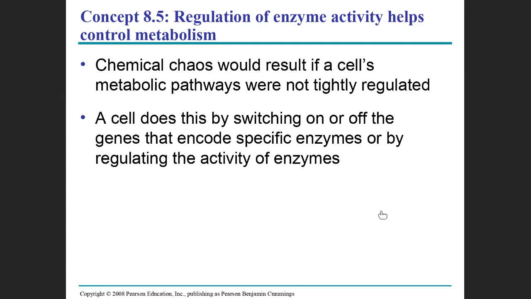So if a cell does not need to make a particular product, right, because it's made too much, or maybe it doesn't need it right now, it needs a way to turn off that pathway to stop making a product it does not need, and that saves energy. And there are several different ways cells can do this.